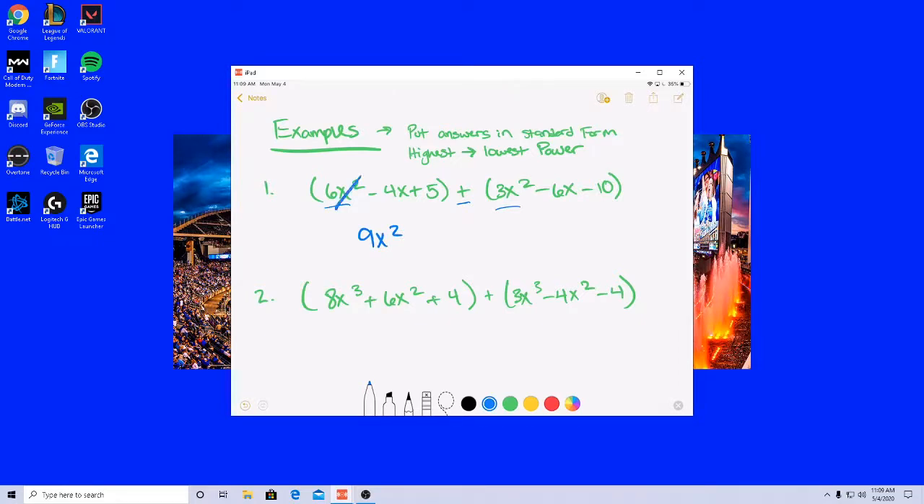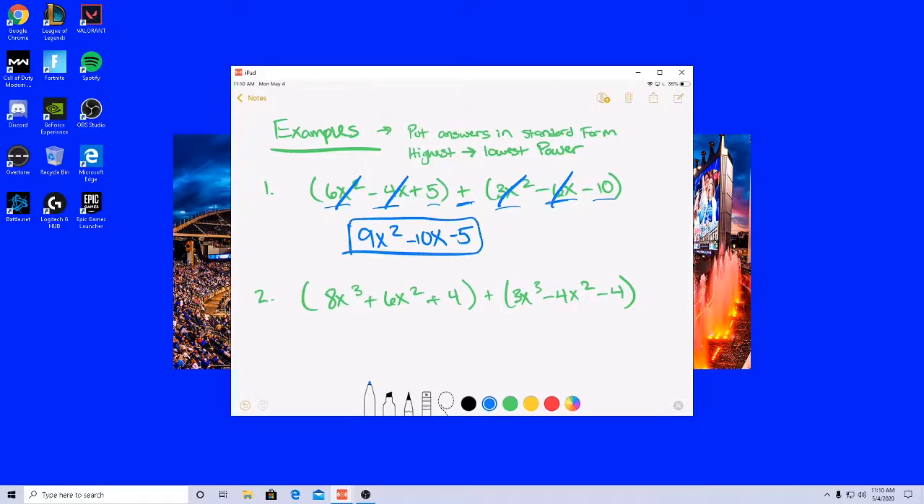What I like to do when I add them is mark them out so I don't mess with them anymore. Then the next highest power would be the x. Constants are always last, so this is a negative 4x, and this is a negative 6x, and I'm again adding them together. Negative 4x plus a negative 6x is a negative 10x. Taken care of, mark them out. And then the last ones are your constants, and I have a 5 plus a negative 10. That's a negative 5. And that's all you do.